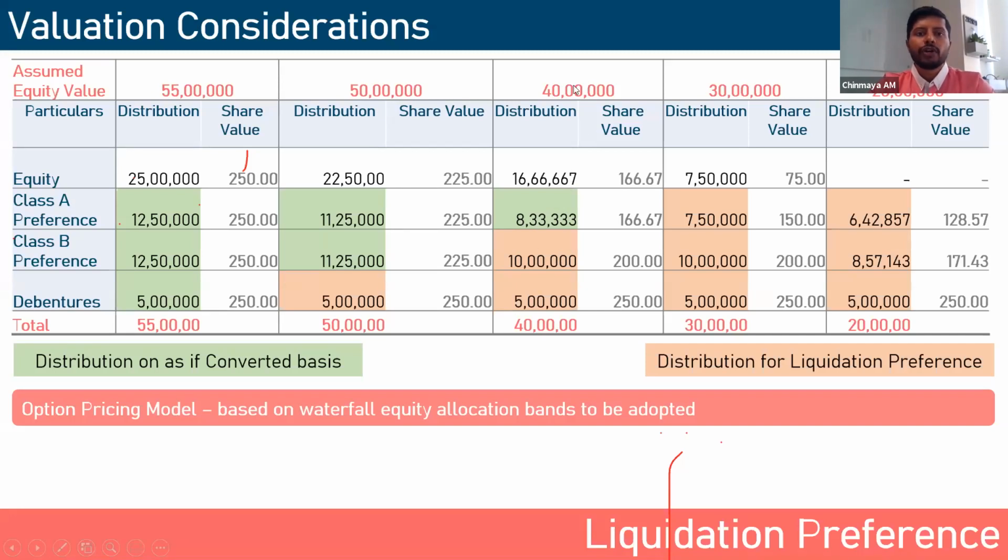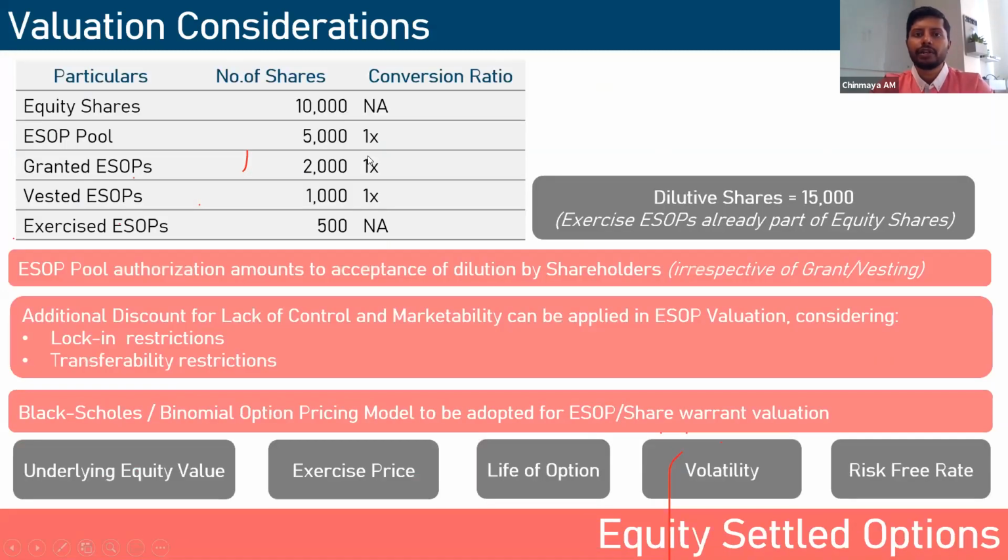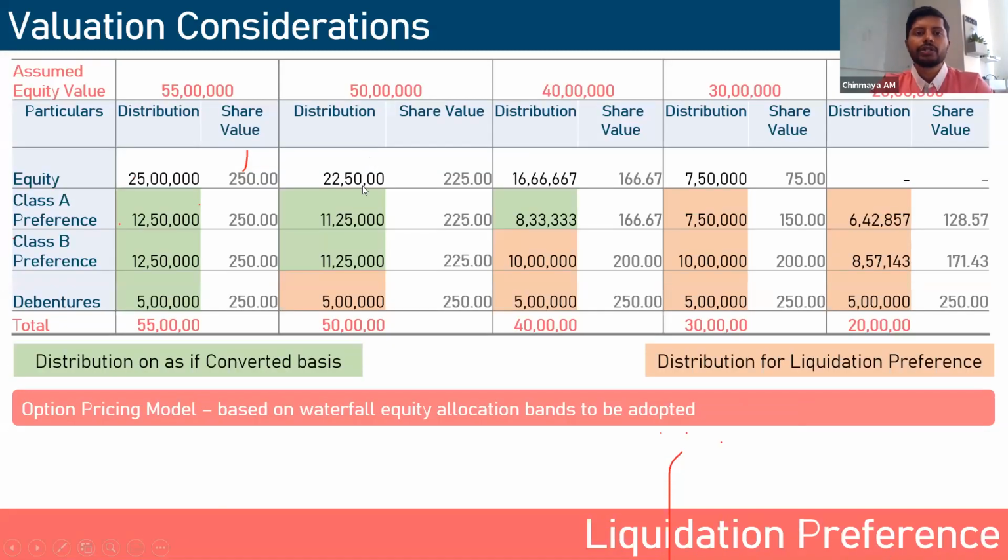Now, when we go to 40 to 50, the debenture holders are still not converting, because if he converts he'll get less, as you can see here, 225. So he's not converted. Then when Class B evaluates, he will see 40 lakhs is left over for all three categories. If I don't convert, I'll get 10 lakhs, so I might as well convert and get more than 10 lakhs. So he will convert, and accordingly the other shareholders will get their share.